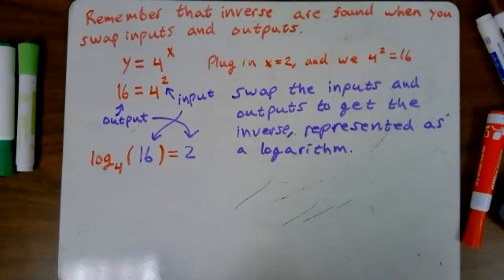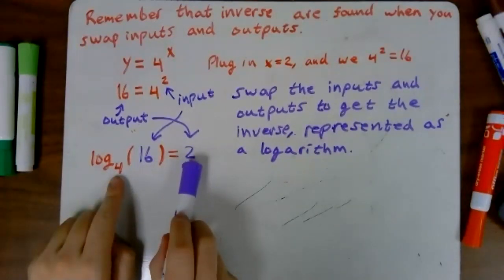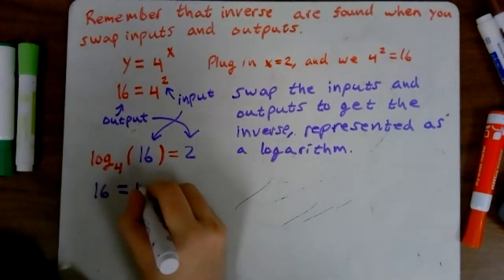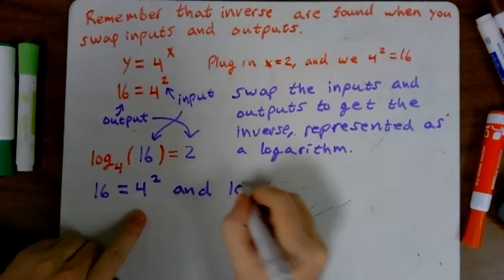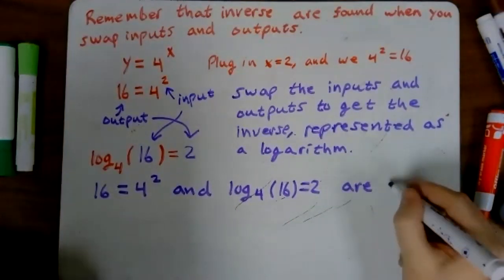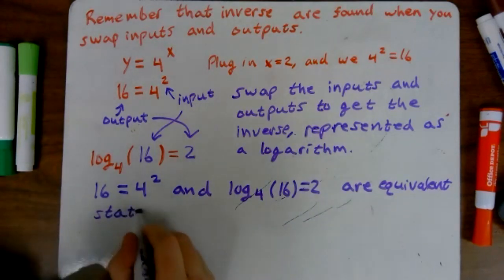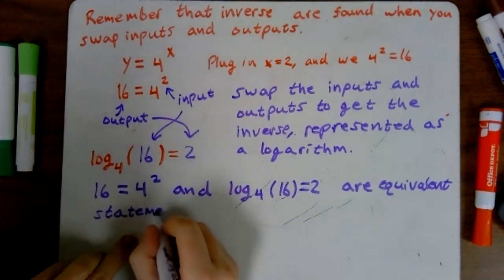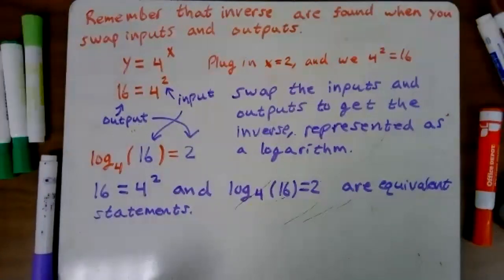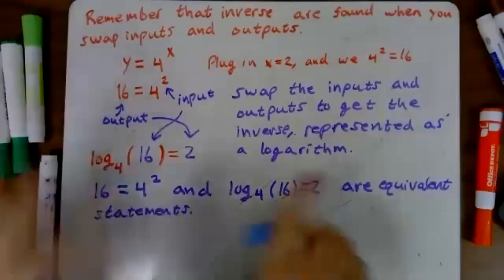So what's the point here? Well, what exponent would I give 4 to get 16? Well, give it the exponent 2. So 16 equals 4 squared, then log base 4 of 16 equals 2. Our equivalent statements. So the upshot of all this is that 4 squared is 16, and log base 4 of 16 is 2. These are true because the other is true.